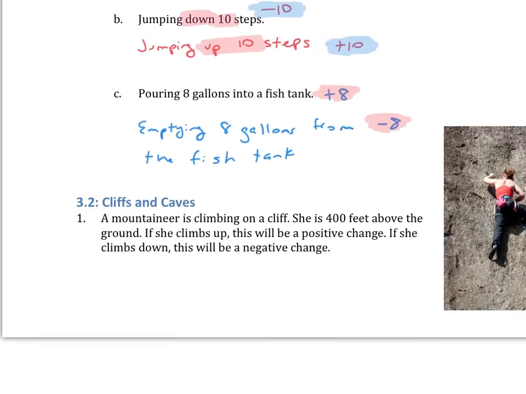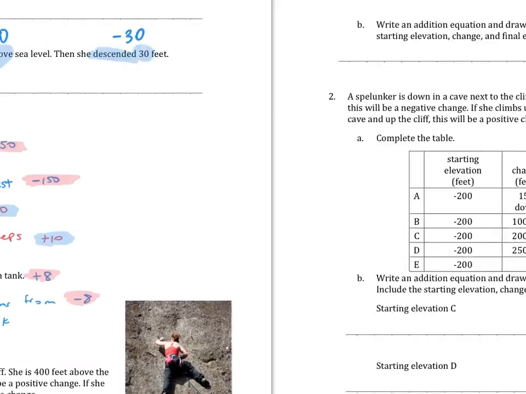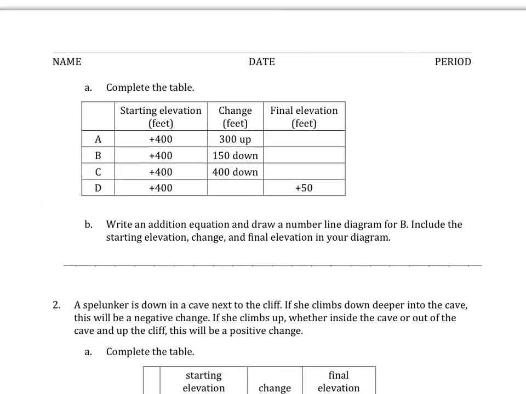All right, let's take a look at the next activity. This is called Cliffs and Caves. Number 1 says a mountaineer is climbing up a cliff. She is 400 feet above the ground. If she climbs up, this will be a positive change. If she climbs down, this will be a negative change. Let's take a look at the table on the next page.